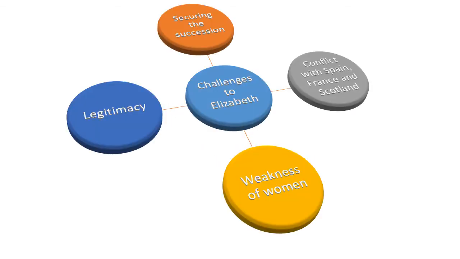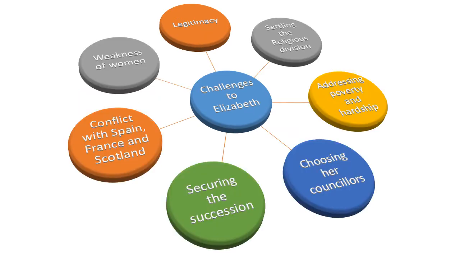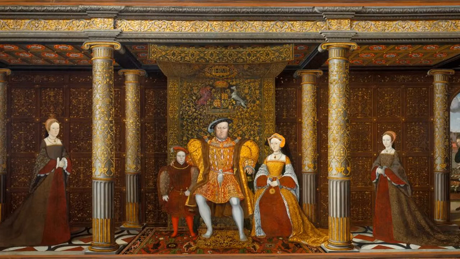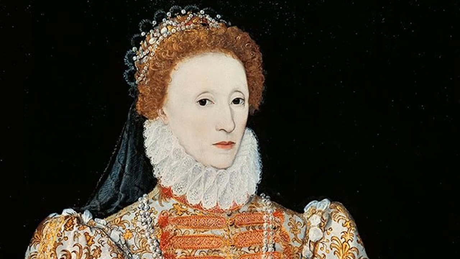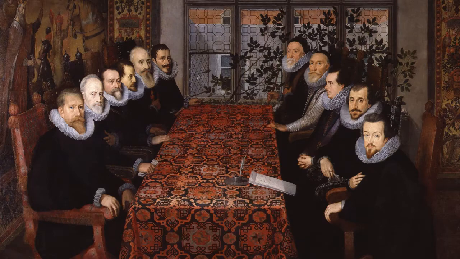We'll now look at the remaining 4 challenges that Elizabeth faced as she came to the throne in 1558. A significant challenge was securing the succession and ensuring that the Tudor dynasty would continue beyond her. In order to give birth to an heir to the throne, she would first need to be married. The idea of who she would marry was a key question under consideration for Elizabeth and her councillors.